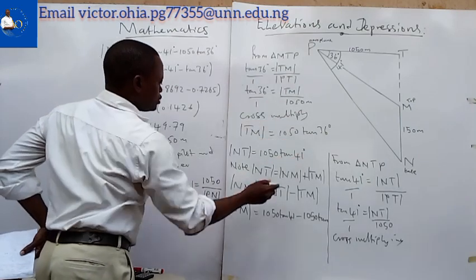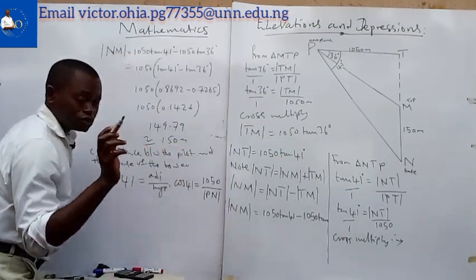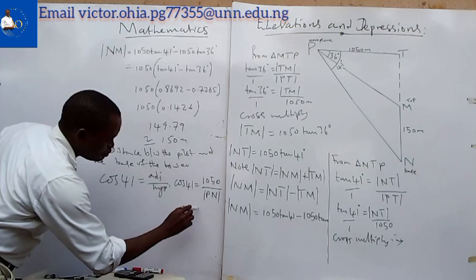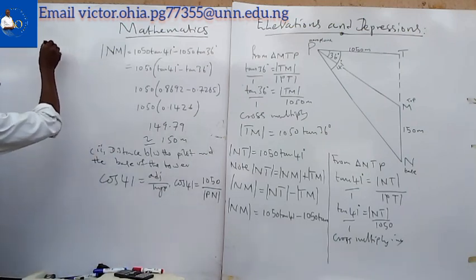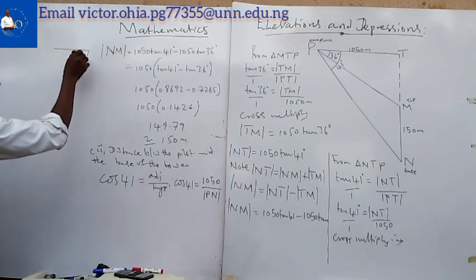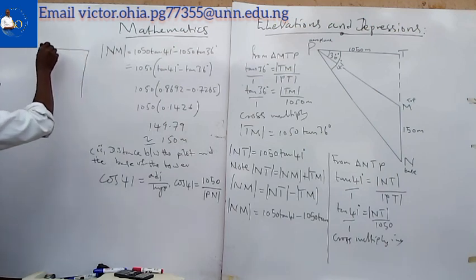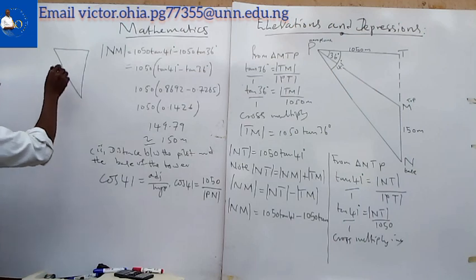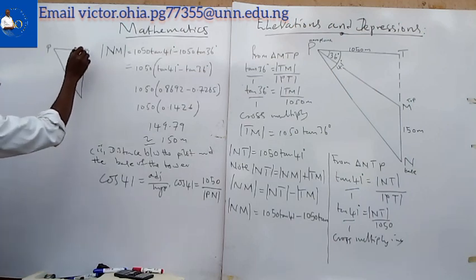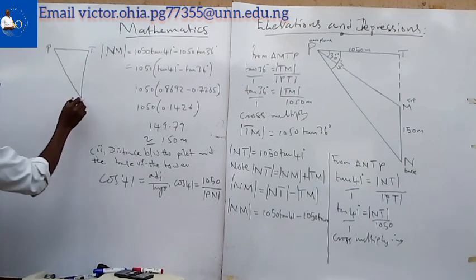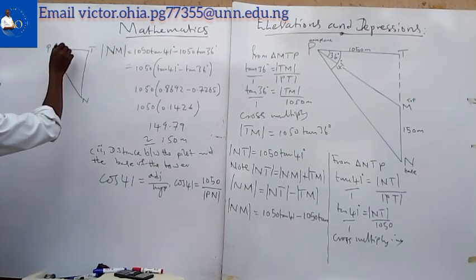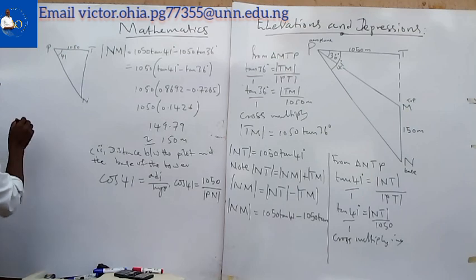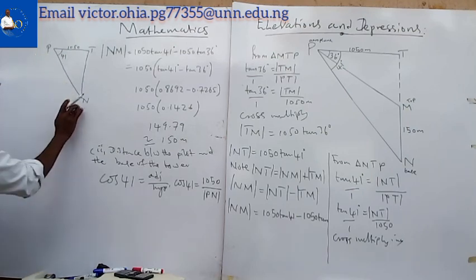I'm sure you've seen that line, PN. Look at the triangle I'm considering here. If you extract it, you'll be seeing something like this. This is the triangle I'm putting into consideration. This is P, this is T, and this is N, and the angle here is 41, and this is 1050. That's what I'm putting into consideration. So I'm working on PN now.